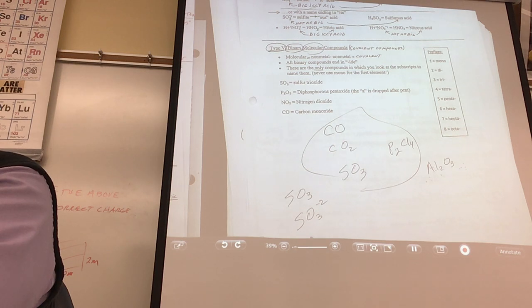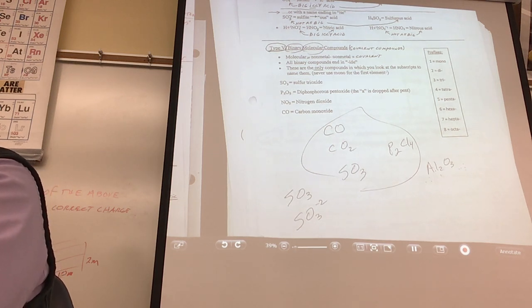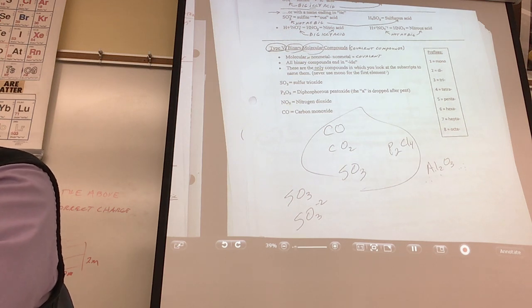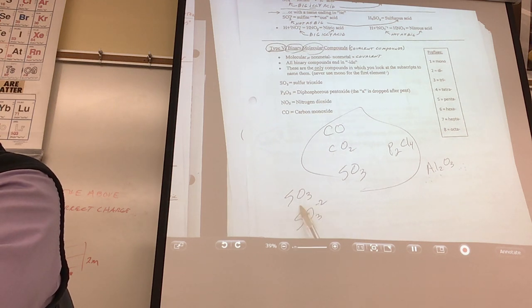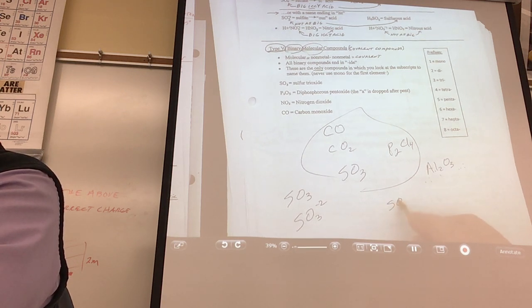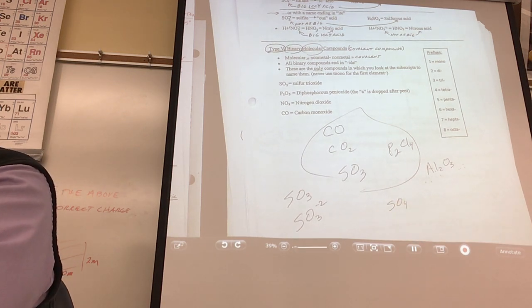This is not a compound. What's this? Sulfite. It's a polyatomic ion, isn't it? Because polyatomic ions have charges, don't they? Compounds have no charge. See the difference? Some of you want to do your flashcards and you want to do this. You want to do that. And no, that's not a polyatomic ion, is it? That'd be sulfur tetroxide. But what is this called?